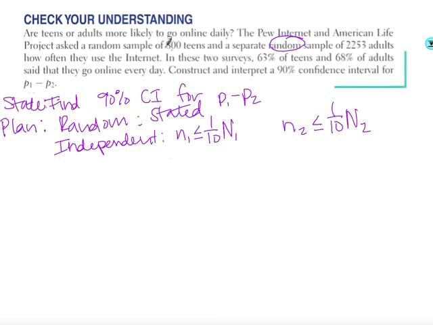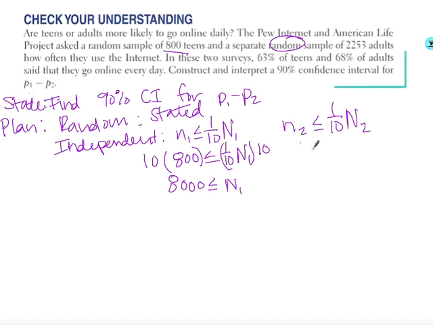So our N1 we know is 800. That's our sample size for teens, less than or equal to 1/10 of the entire population of teens. So basically to do that, we would just times this by 10, times this by 10, and we would say 8,000 less than or equal to N1. So basically, does it make sense that we're taking a sample of 800? Do we have at least 8,000 teens that we are talking about? And so, of course, we have at least 8,000 teens in the world.